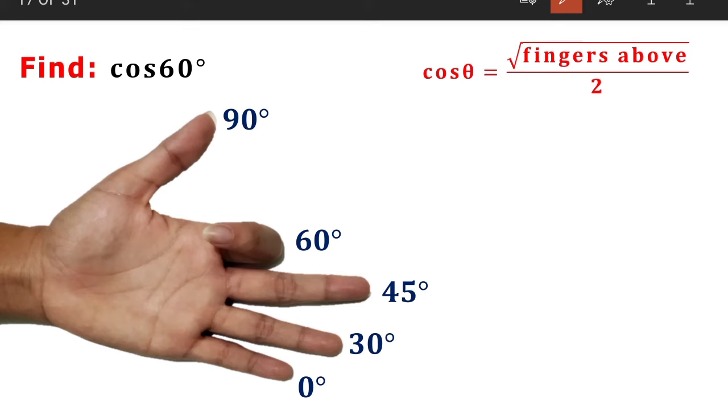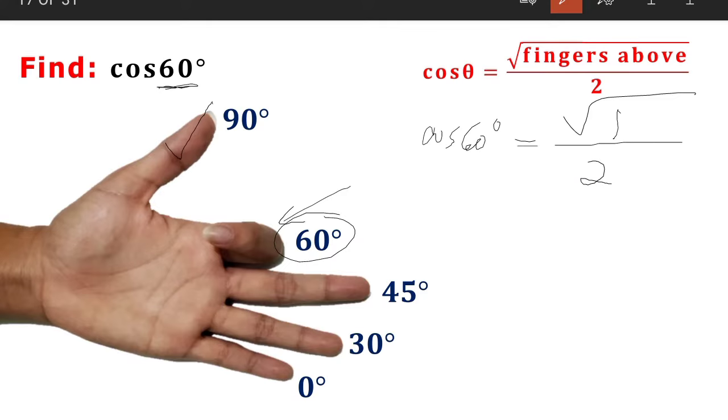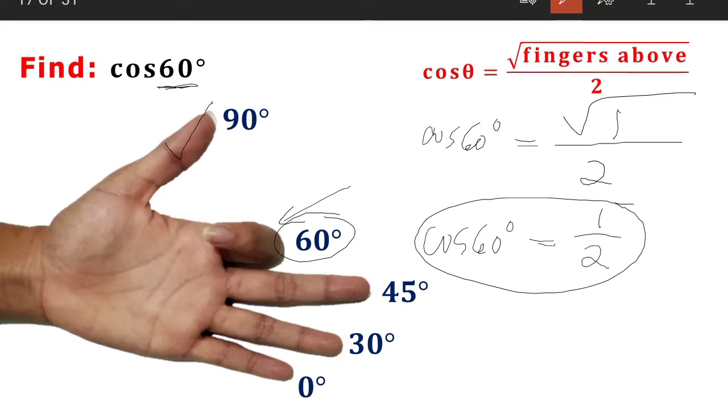Okay, cosine 60 degrees. So 60 degrees, where is the finger representing 60 degrees? This is your index finger. So you have to fold your index finger. And then let's count. So cosine 60 degrees equals the square root of the fingers above. So how many fingers are there above 60 degrees? We only have 1. So we will write here 1 and then copy all over 2. So we have cosine 60 degrees equals the square root of 1 over 2. So cosine 60 degrees is 1/2.